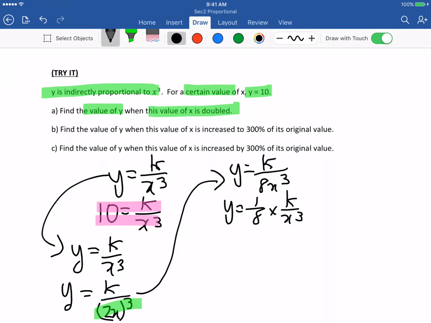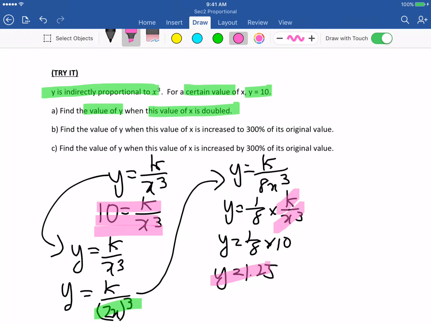So now look at this. What's k over x cubed? Look at what you highlighted there. It's actually equal to 10 here. So replace k over x cubed, so y equals 1 over 8 times 10. Okay, so y equals 1.25. That's the solution.